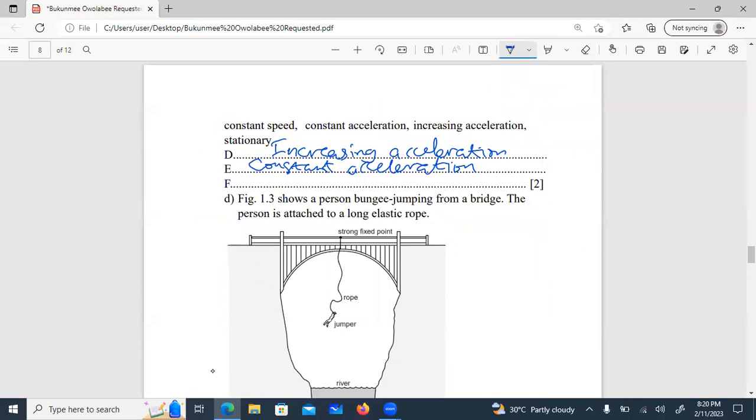Constant speed, yes, constant speed. Or you say the acceleration is 0. Constant speed. That's it. Let's go to the next question.